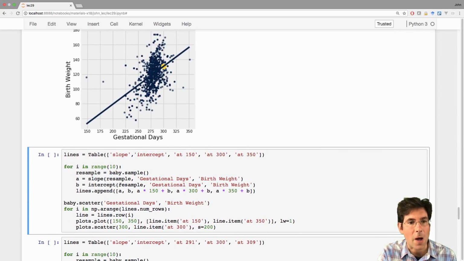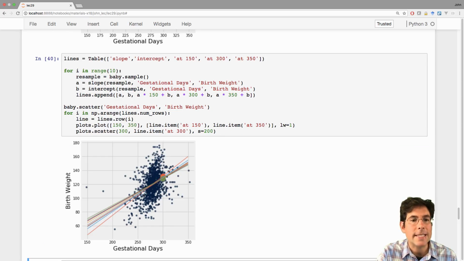First, let's just draw 10 different regression lines. These are 10 lines that we get by resampling from the actual babies observed and then drawing a regression line through the new sample, through the new scatter plot. We get almost the same line every time. In fact, where it really counts, where most of the babies are, all of these lines are about the same.